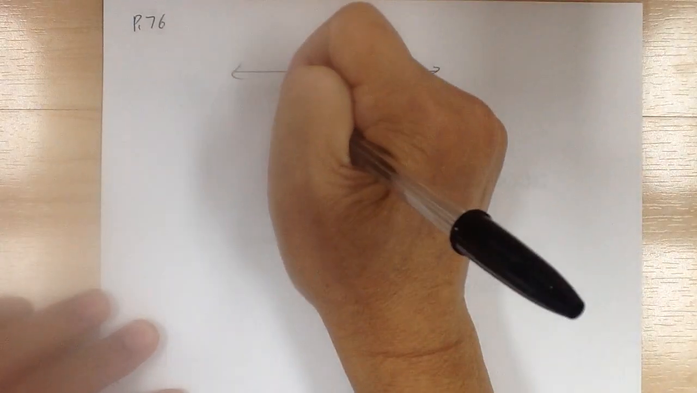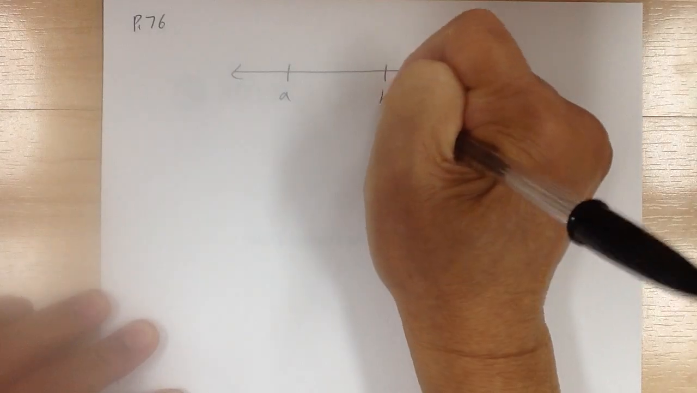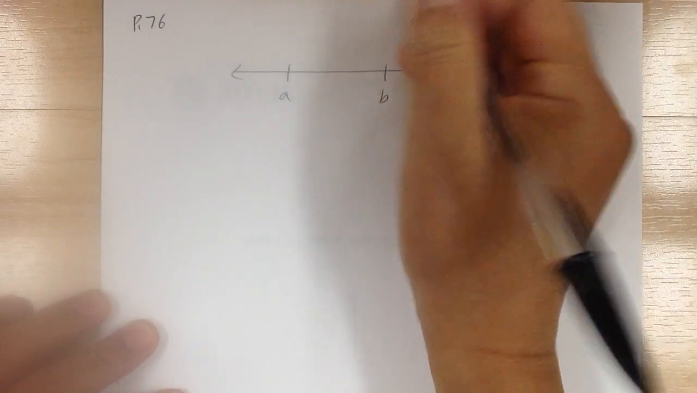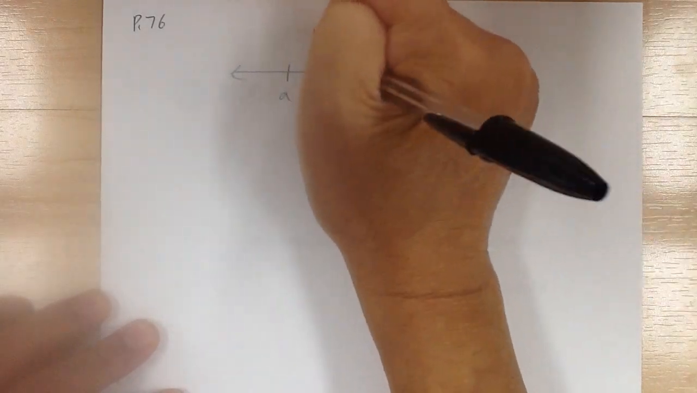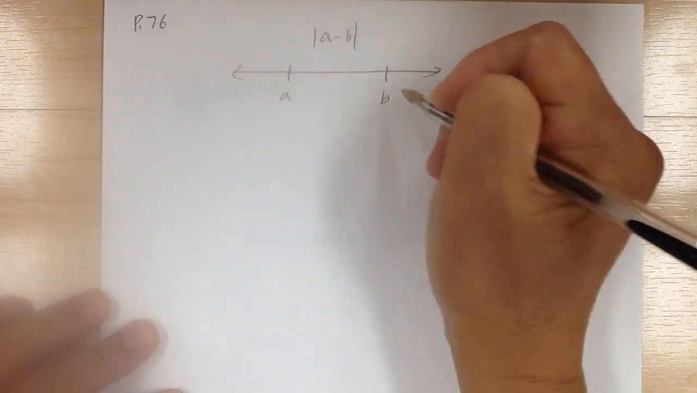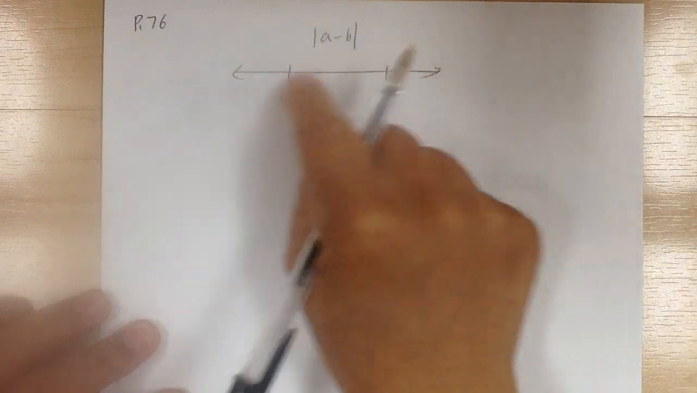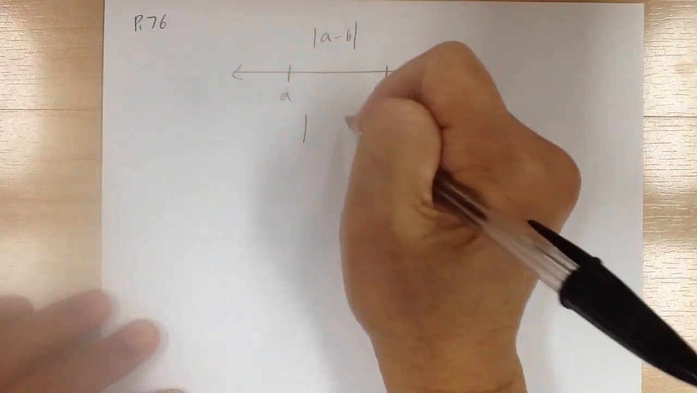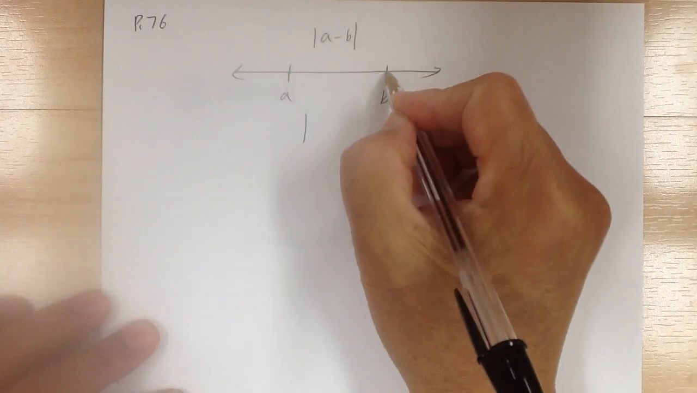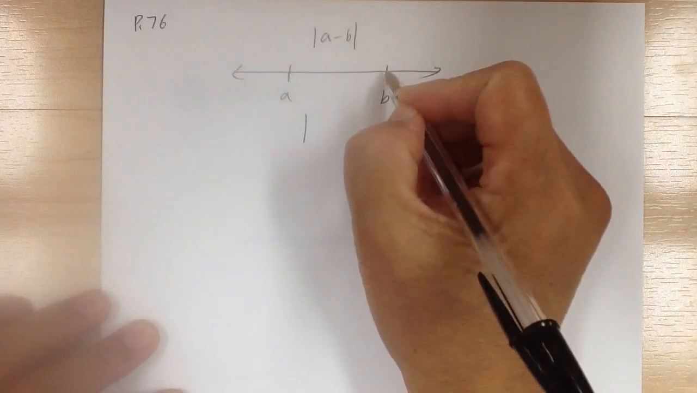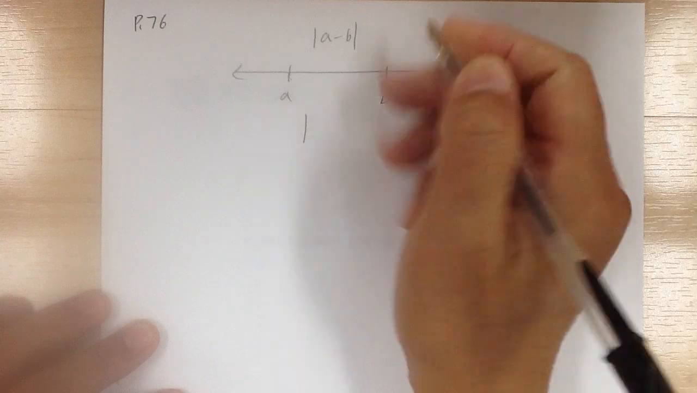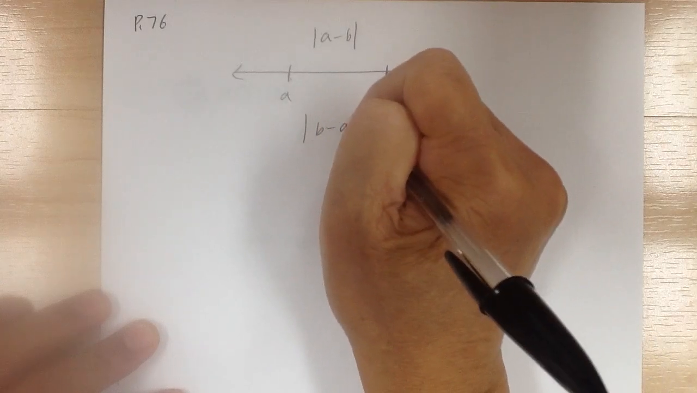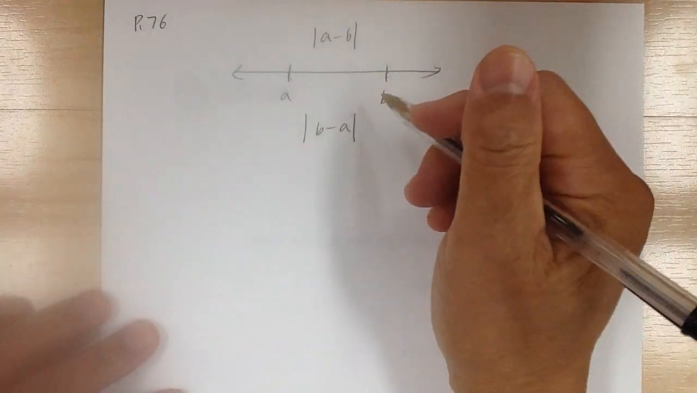Okay, so if you have A and B over here, the distance between A and B is A minus B. The distance between B and A is A minus B, or you can use this as the end and this as the beginning. If you're going from here to here, then you use the end minus the beginning, or you can have B minus A. So it doesn't matter which way you go.